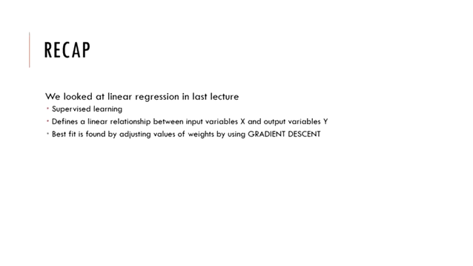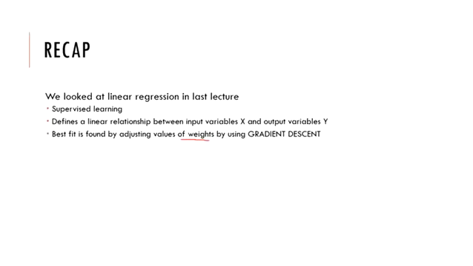Then once you have applied linear regression, we come up with numerous hypotheses. Each hypothesis is equivalent to one solution in the solution space, and it is our task to find the best of all of these solutions. And then the best fit or best solution is found by adjusting the values of weights by using gradient descent.